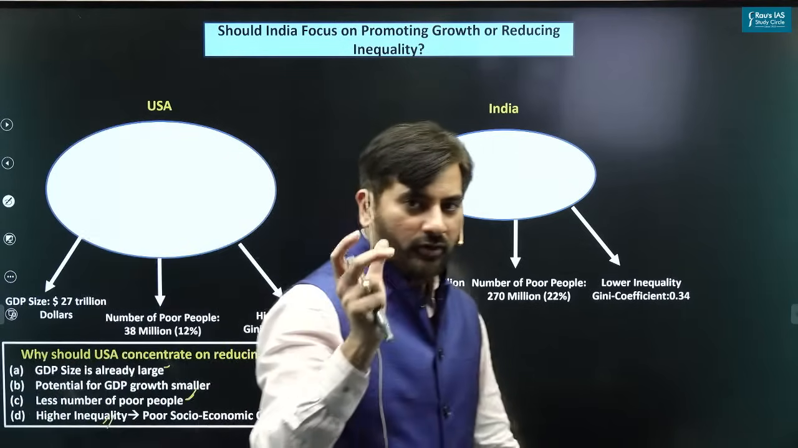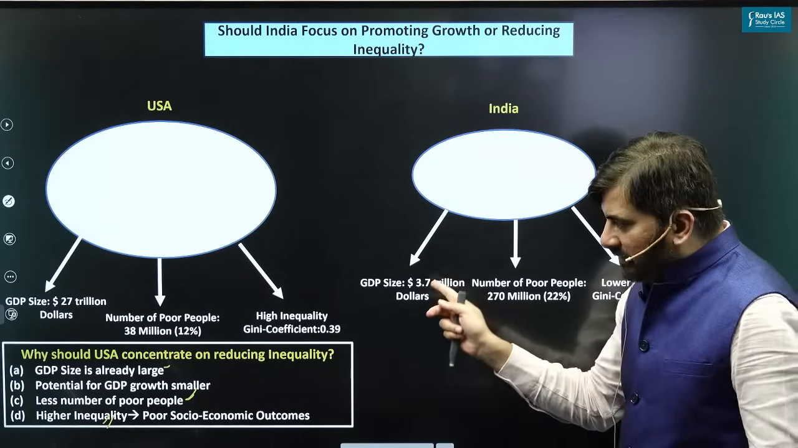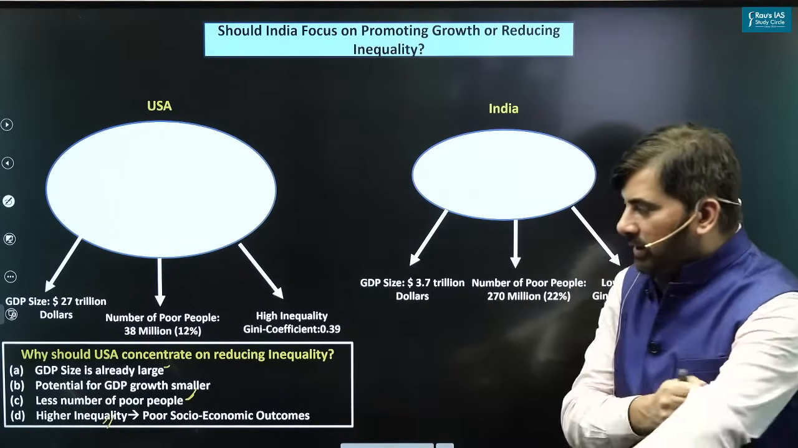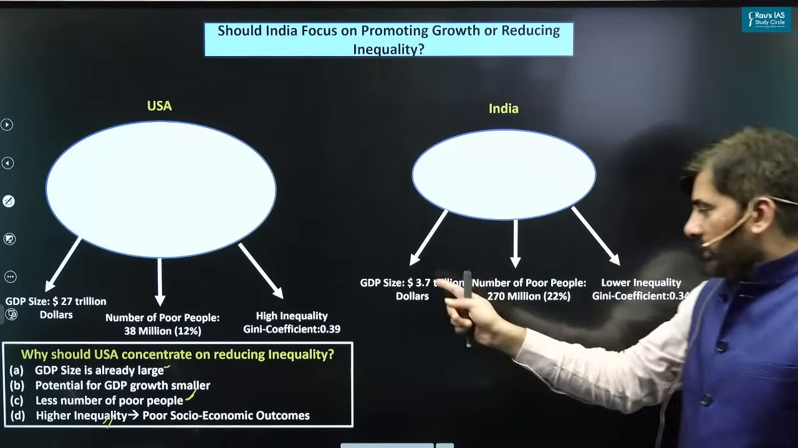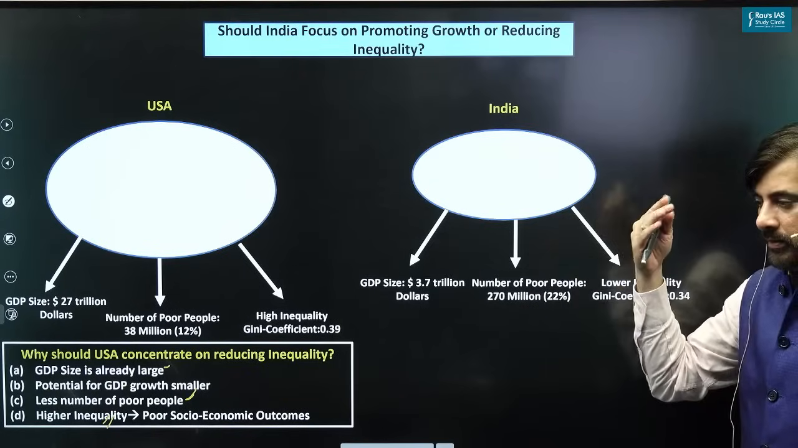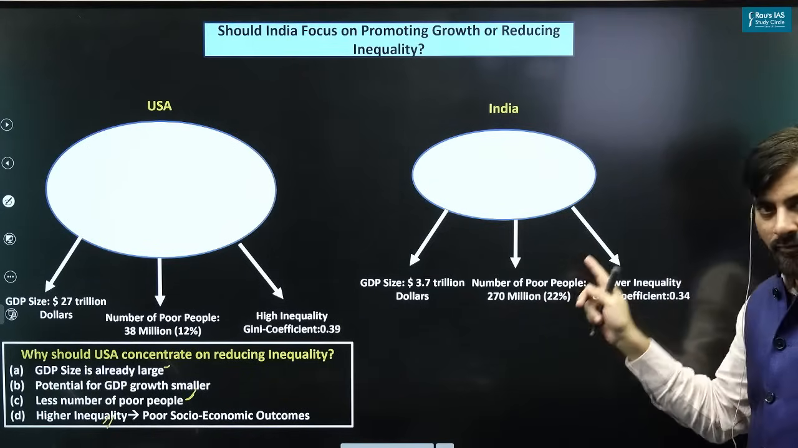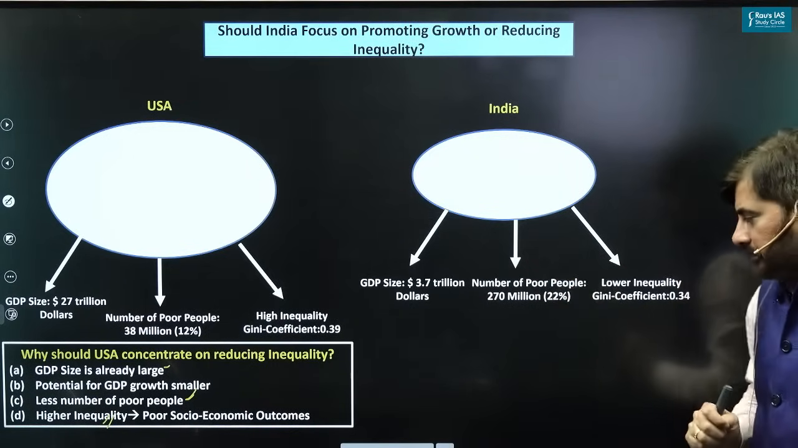Deliberately I made the circle for the Indian economy small, which clearly shows that India's GDP size is much smaller than the US economy. And because we have a large number of poor people, you can see as per the BPL estimates, we have 21.9% of people in India who are living below the poverty line.